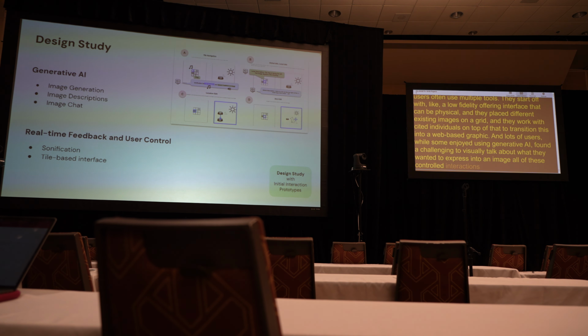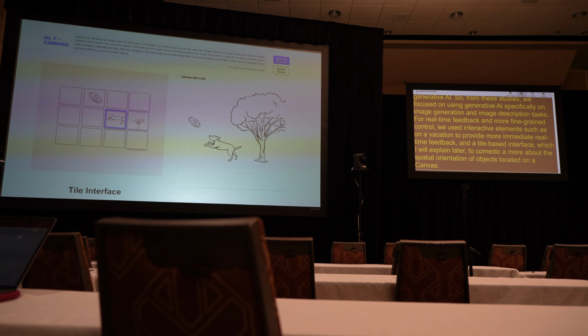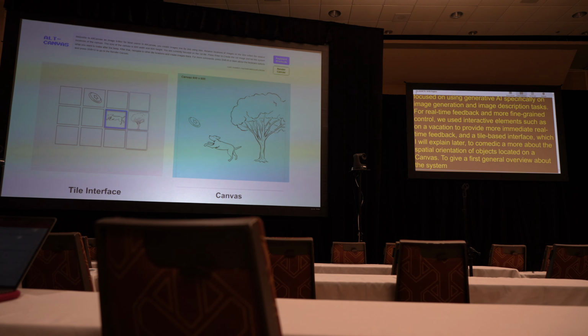So from these studies, we focused on using generative AI specifically on image generation and image description tasks. And for real-time feedback and more fine-grained control, we used interactive elements such as sonification to provide more immediate feedback, and a tile-based interface, which I'll explain later, to communicate more about the spatial orientation of objects located on a canvas. To give a general overview, AltCanvas consists of a tile-based interface to the side and a canvas to the right.